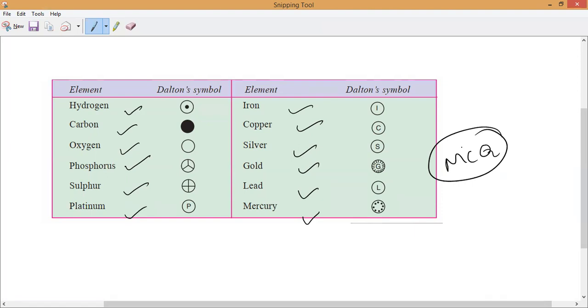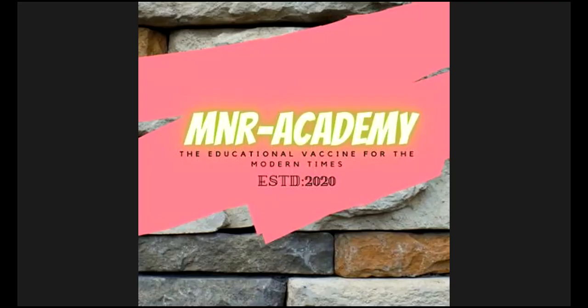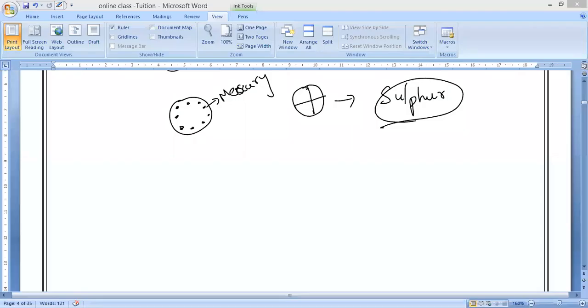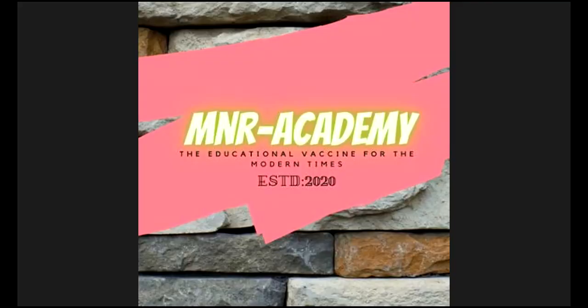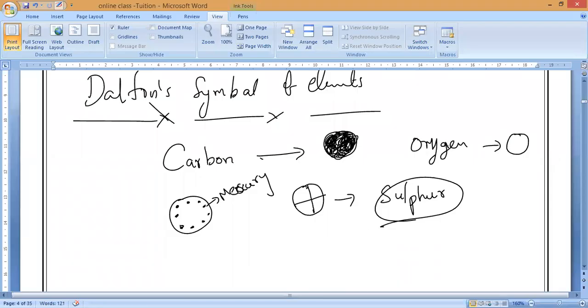Is it okay, guys? Understand? And gold, you can see gold like that. Very few elements were there. That is why he went with these symbols. Is it okay, guys? Now, later, as we know, we have around how many elements now? 118 elements. So 118 elements is very difficult. Is it yes or no, guys? This representation is also very difficult to remember.